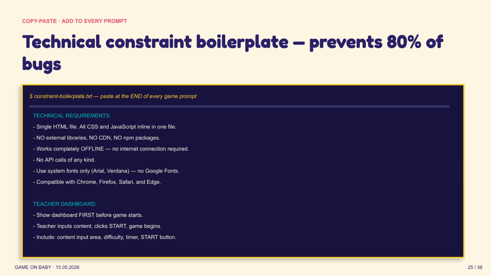Use the technical constraint boilerplate at the end of every game prompt. This prevents 80% of bugs by requiring a single HTML file, no external libraries, offline functionality, and specific dashboard elements.